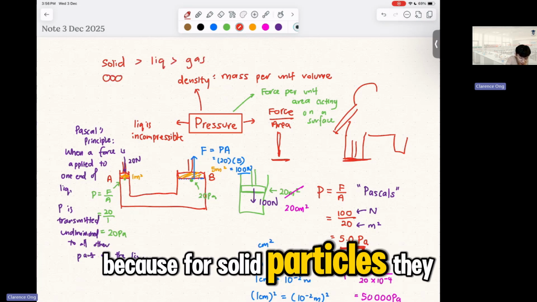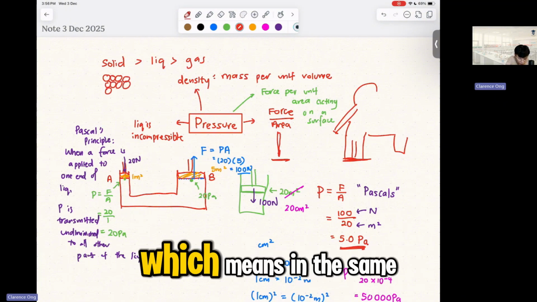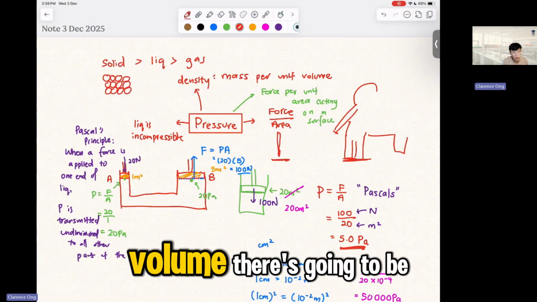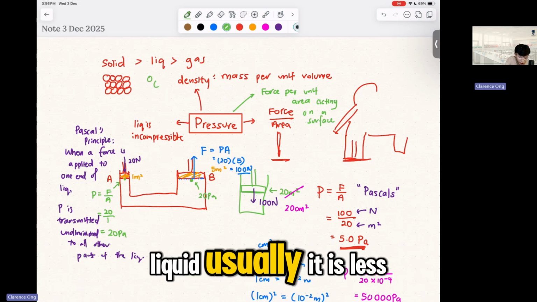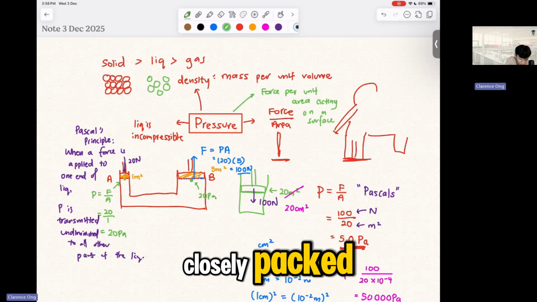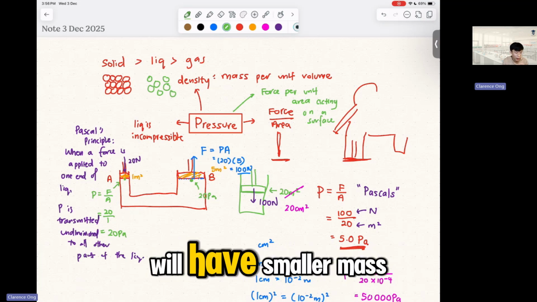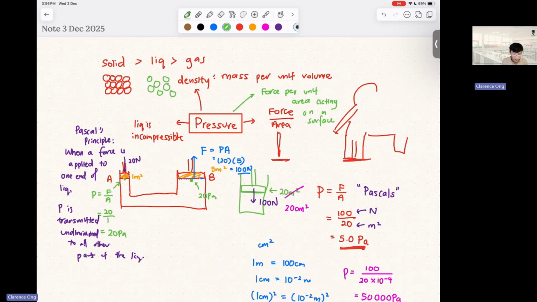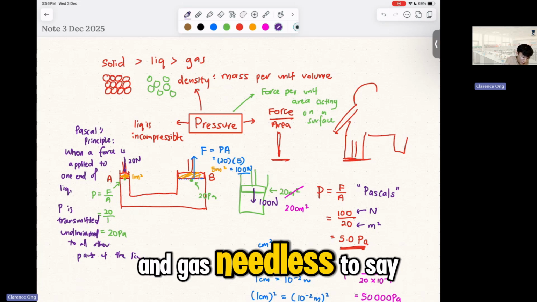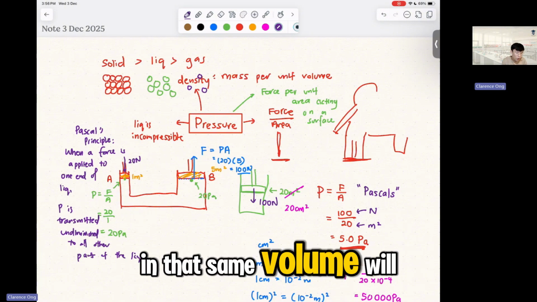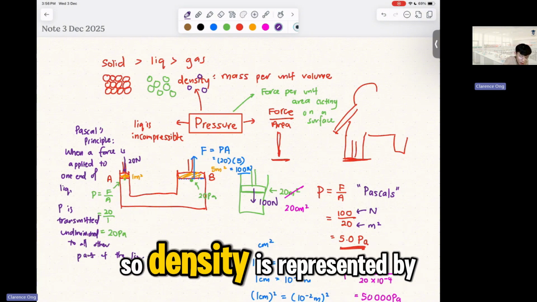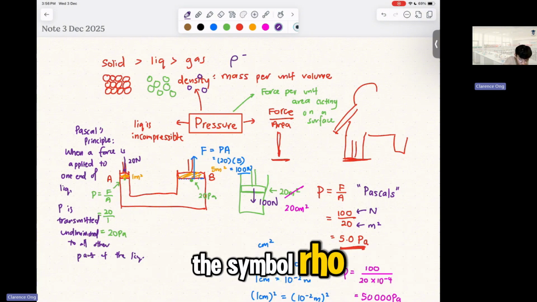Because for solid particles, they are very closely packed, which means in the same volume, there's going to be a larger mass. Liquid, usually it is less closely packed. So in the same volume, you will have smaller mass. And gas, needless to say, particles are far apart, so the mass in that same volume will be a lot lower. So density is represented by the symbol rho.